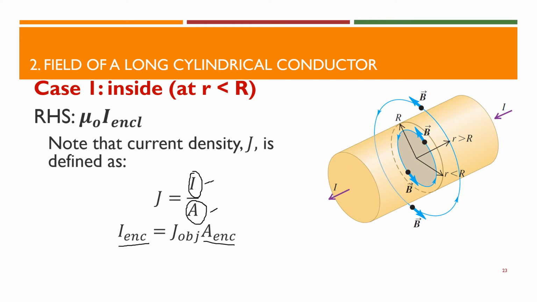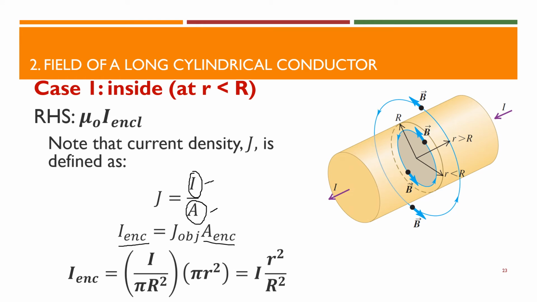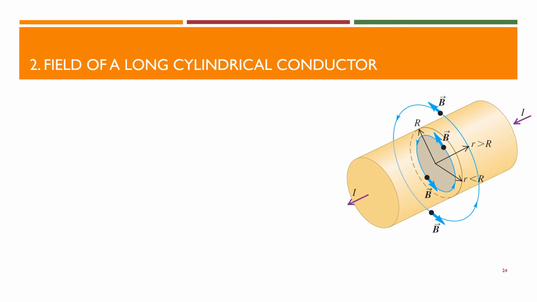And the I enclosed is as follows. This is the total cross-sectional area of our conductor in terms of big R, while the area bounded by the Amperian loop is in terms of small r. So the I enclosed is scaled by the following expression: I r squared, small r squared, over big R squared. Now that we have both the left and right hand sides, we can combine them to solve for the magnetic field.